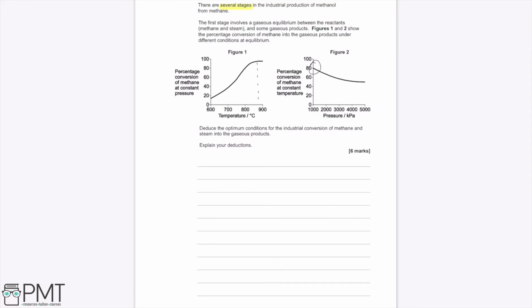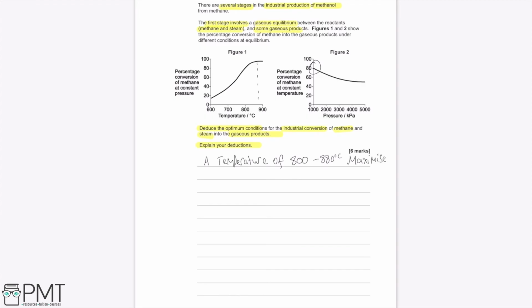This question tells us that there are several stages in the industrial production of methanol, with the first stage involving a gaseous equilibrium between the reactants methane and steam and some gaseous products, where figures 1 and 2 show the percentage conversion of methane into the gaseous product under different conditions at equilibrium. We are then asked to deduce the optimum conditions for the industrial conversion of methane and steam into the gaseous product, and to explain our deductions for 6 marks. The key with this question really is saying what we see.